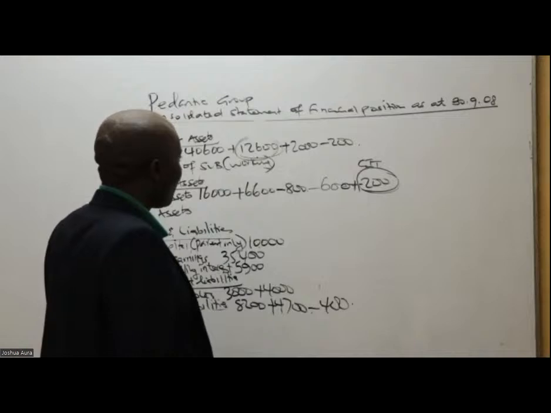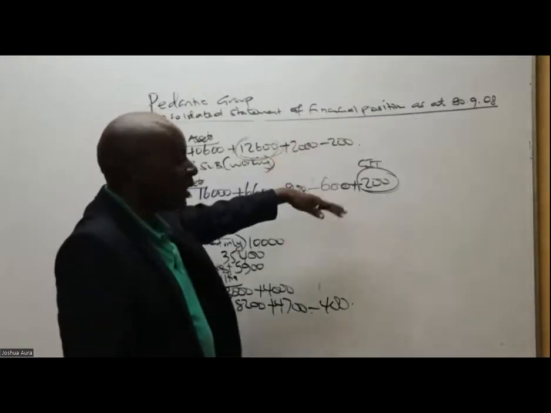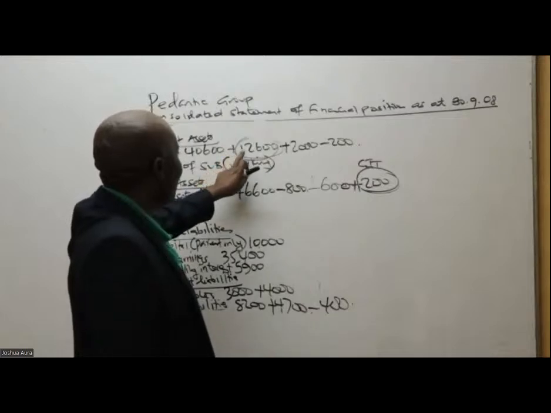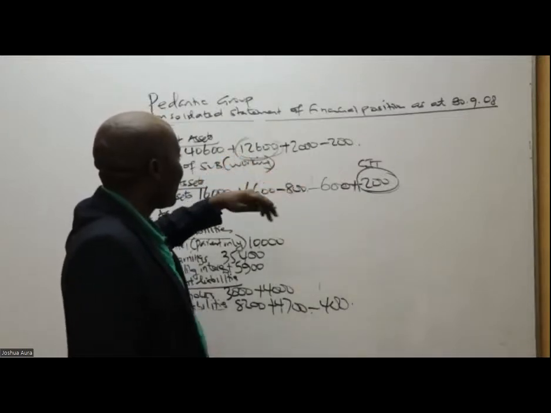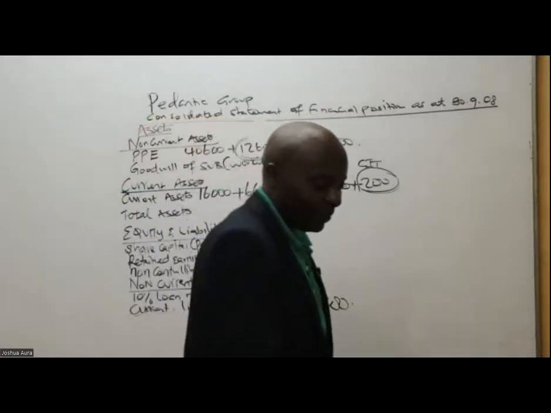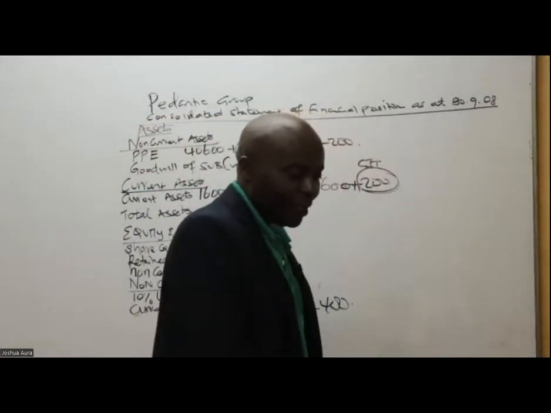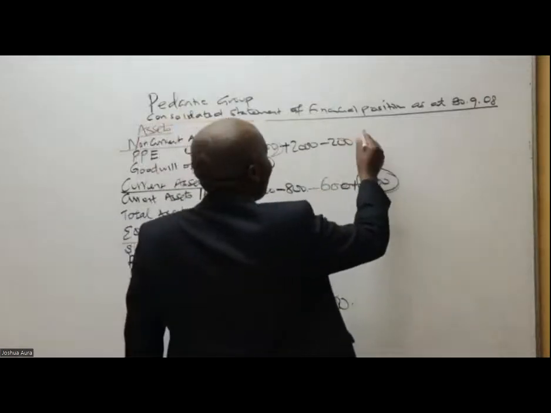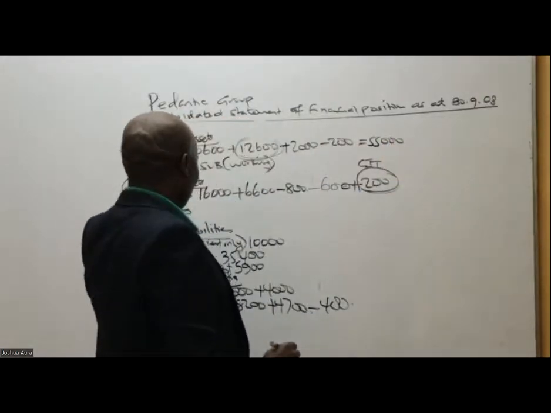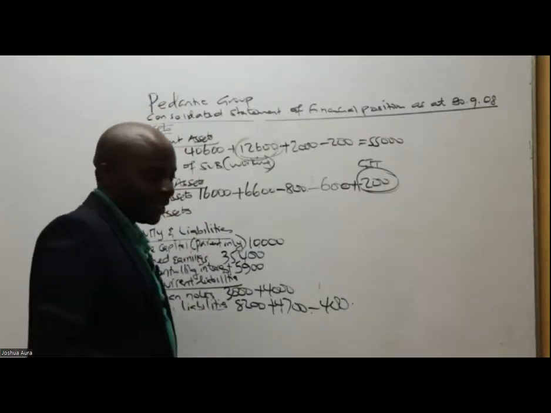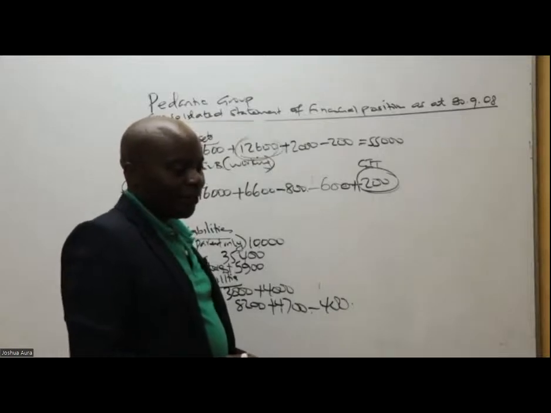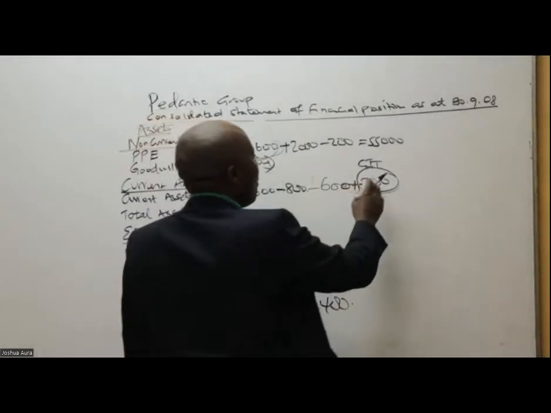Kabla ya working, because I would want to create some space, hebu nipatie hizi answers. So kama PPE ni ngapi? Nipatie answers kwanza zote. PPE Jackie anasema ni 55,000. Haya. Current assets, nani akona figure ya current assets? Current assets 21,200.